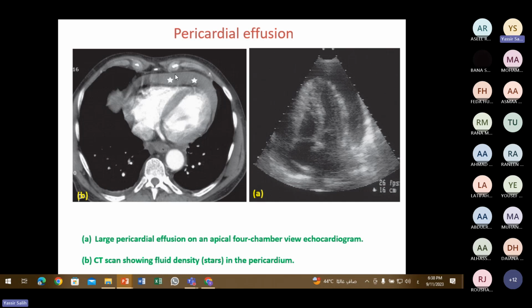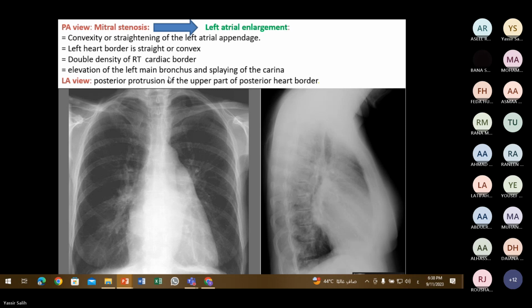This is a fluid. This is a heart. Normally, this is the heart chamber. But there is a fluid here around the heart. This is the CT demonstrating the fluid surrounding the heart. This is a pericardial effusion by CT.